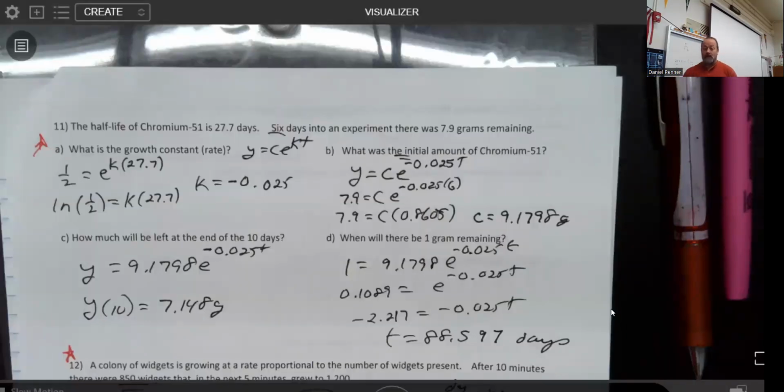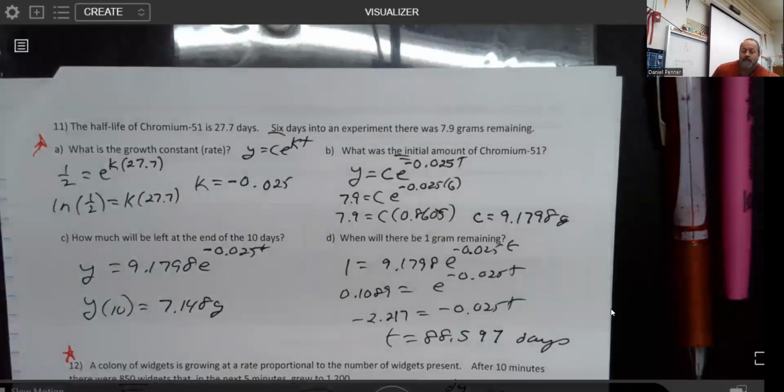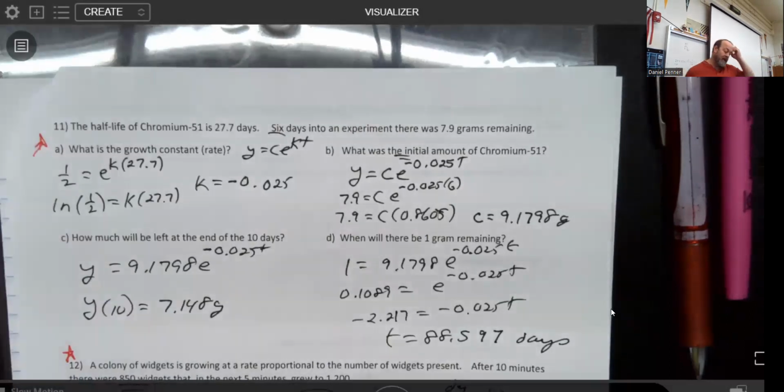So I'm going to talk my way through problem number 11 a little bit at a time. And hopefully this is going to make sense. I prefer it not to be this way, but I just ran out of copies.